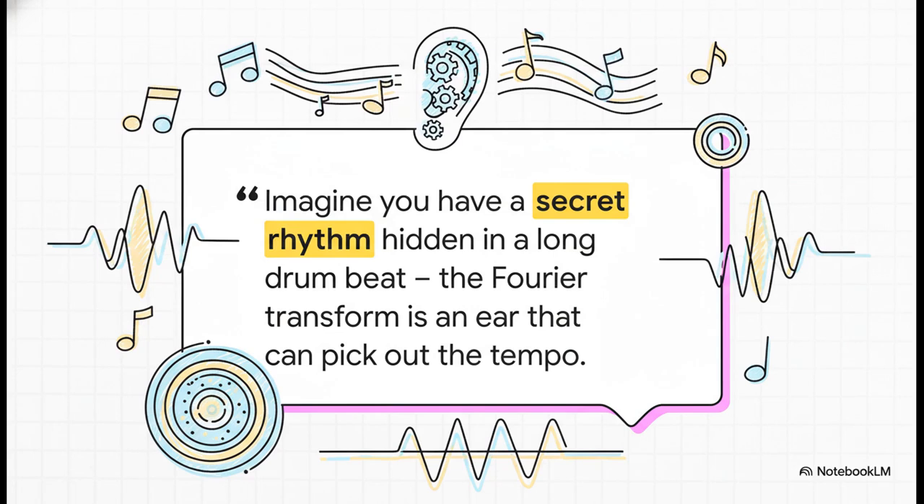Just think about listening to music. Your ears don't just hear a jumble of noise, right? They can somehow pick out the melody from the bass line, the drums from the guitar. The Fourier transform is basically the mathematical version of that. It can take any complex signal, whether it's a sound wave, a stock market trend, or even a quantum state, and it breaks it down into all the simple, pure frequencies that it's made of.